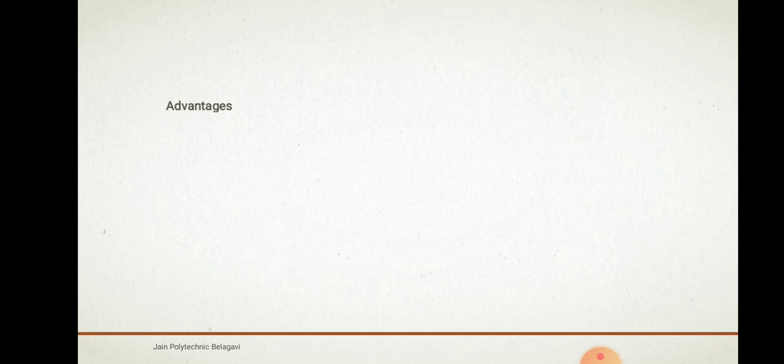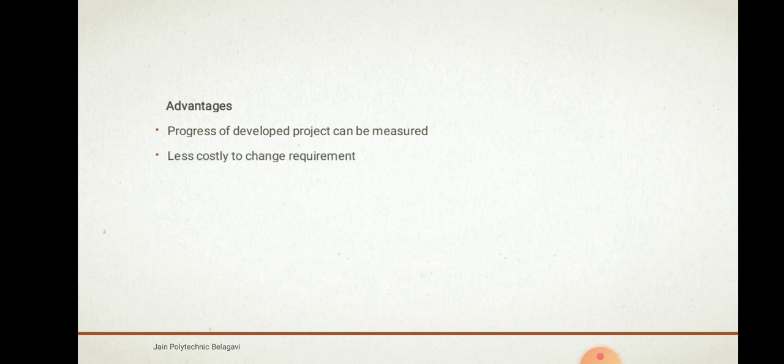Now the advantage here is that progress of the developed project can be measured. As you can see in the waterfall model, progress was not measured within each stage, whereas here, at each iteration, we check the progress of each of the stages. So progress of each phase can be checked. It is less costly to change the requirements, as we are checking at each stage.